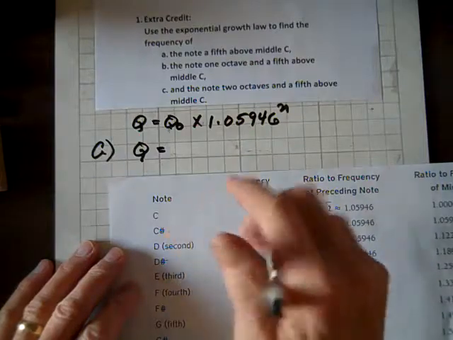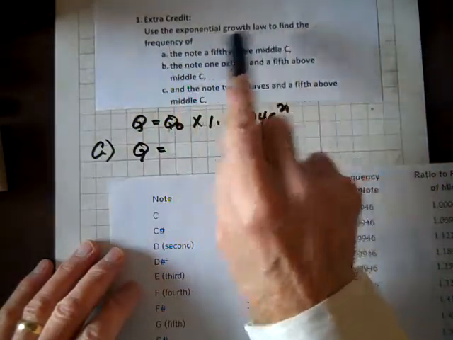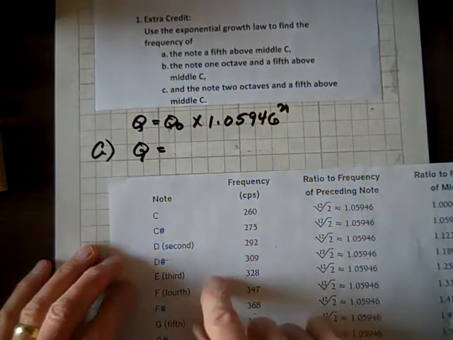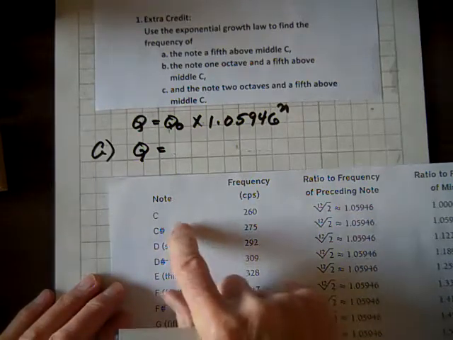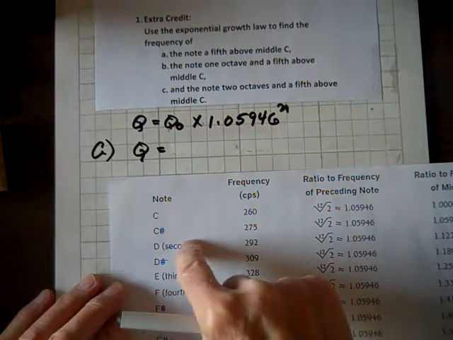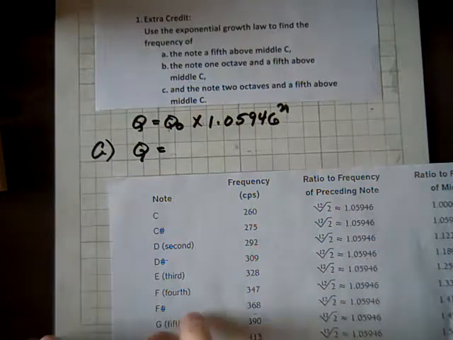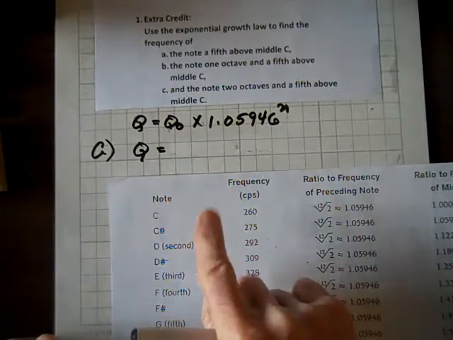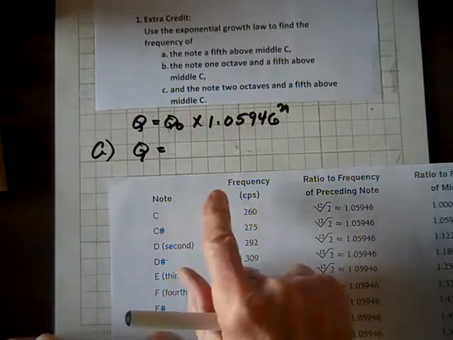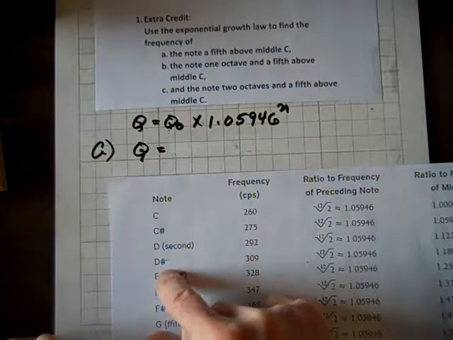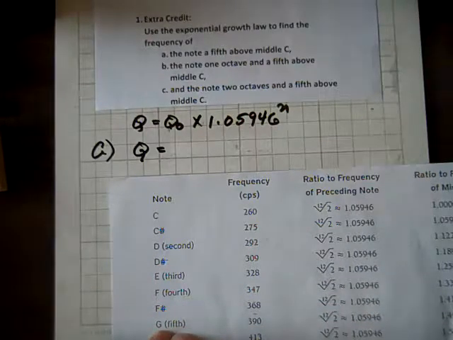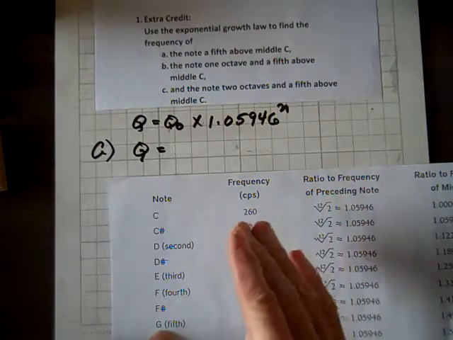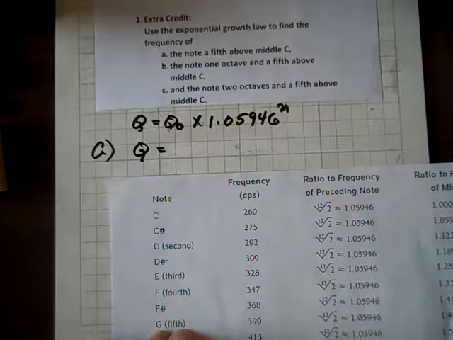So, it says, use the exponential growth law to find the frequency of the note a fifth above middle C. Well, this fifth above, let's get that straightened out. If you notice, there's a second, a third, a fourth, a fifth, and a fifth does not correspond to five half steps. You have to count out the number of half steps above middle C, for example. 1, 2, 3, 4, 5, 6, 7. So any time you're told to go a fifth above some note, that corresponds to seven half steps.